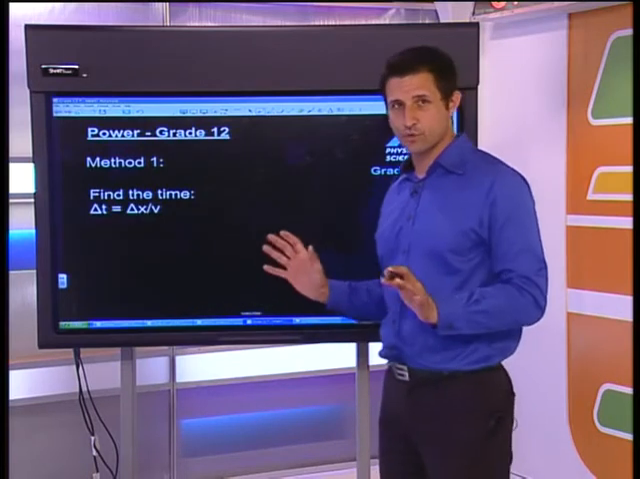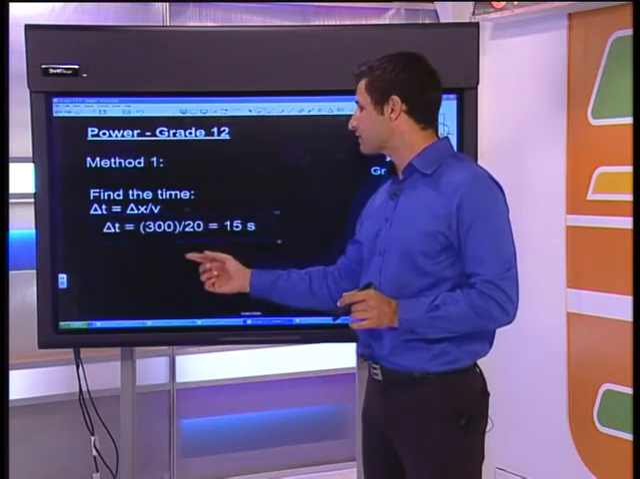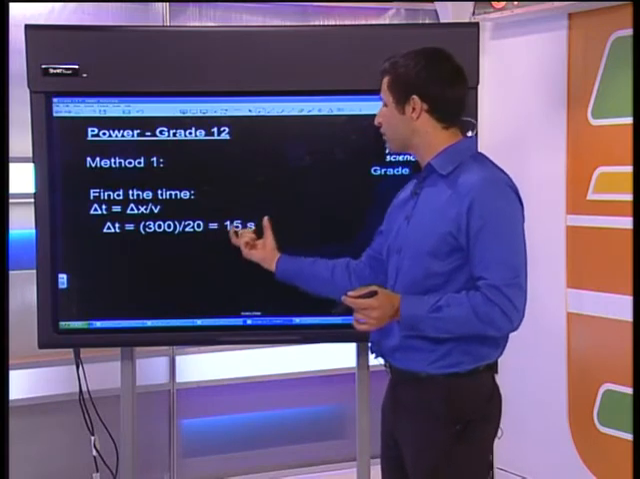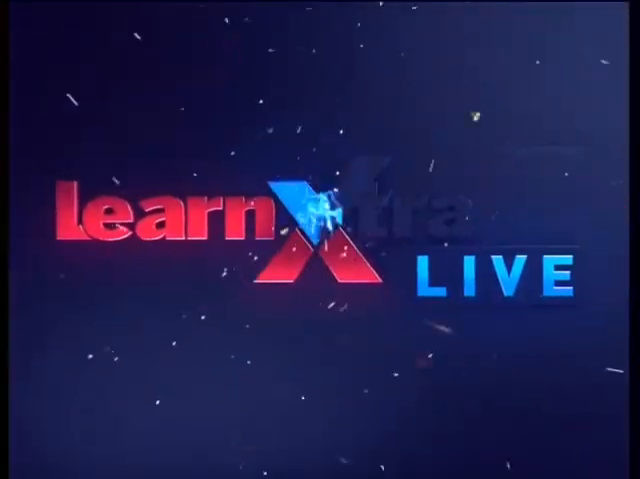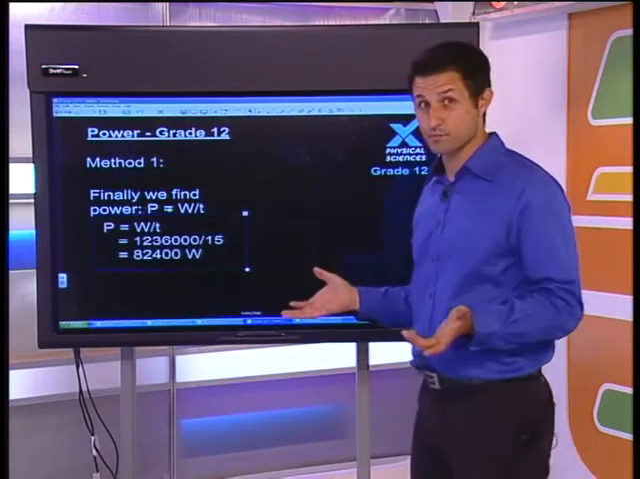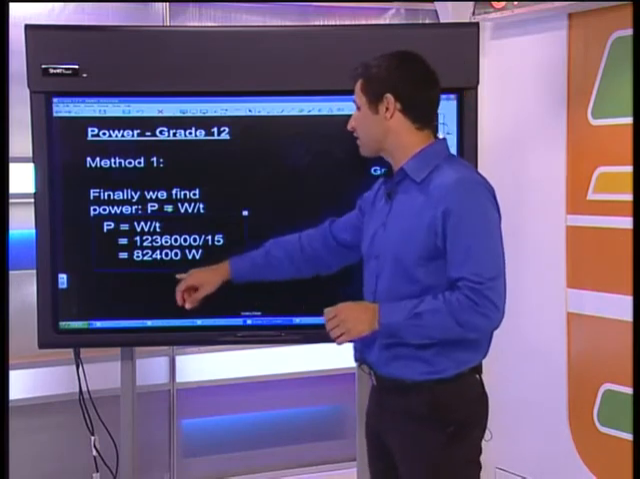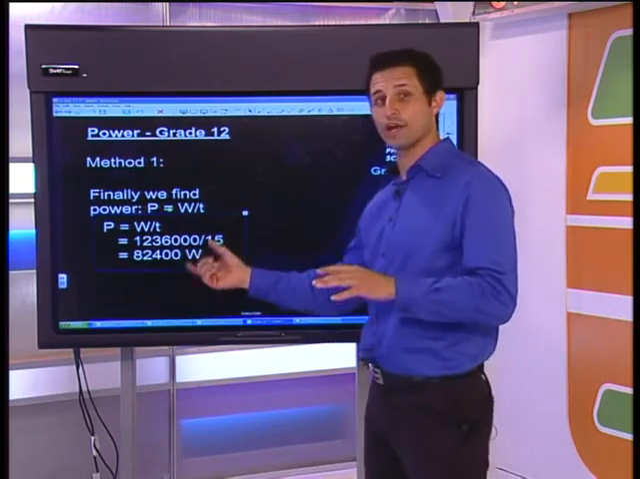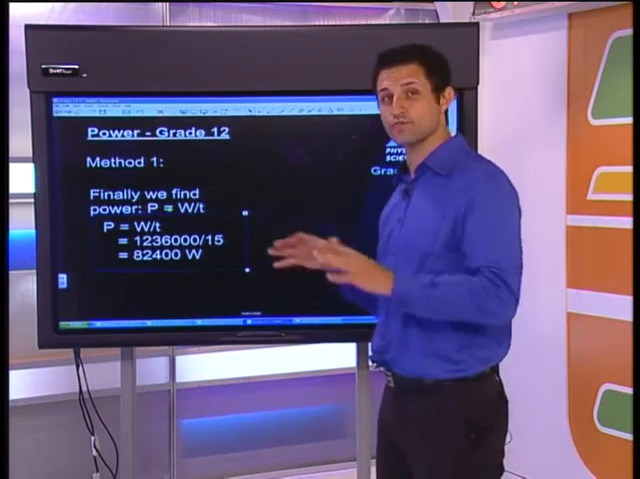So I've got to find the time quickly, and one of the things that I've been able to see is that if I've got a displacement of 300 and I divide it by my velocity of 20, I'm going to be left with a time of 15 seconds. So let's pop that into an equation. I'm sure that people at home can do this for themselves. If I take my 1,236,000 divided by 15, I'm going to get an answer here of 82,400 watts. That means 82,400 joules every second. That's how fast work is being done or energy is being converted.